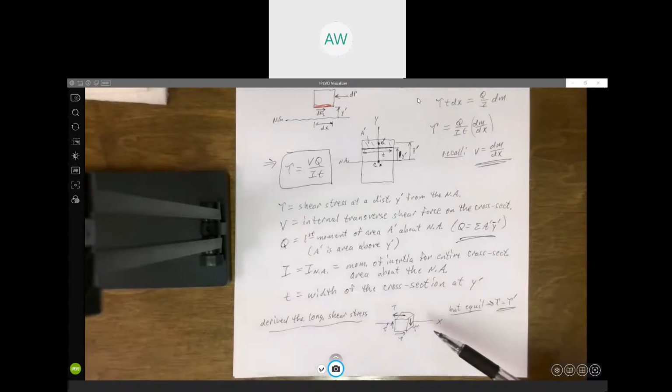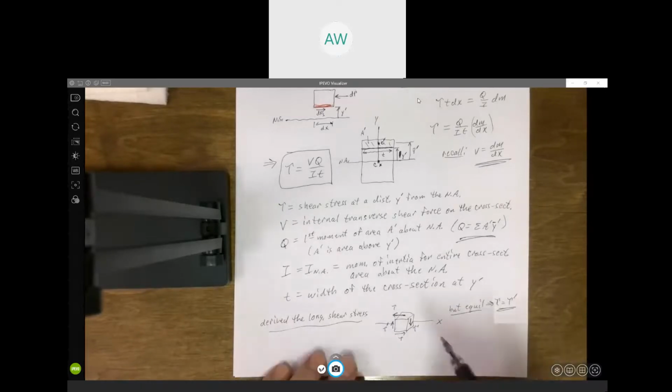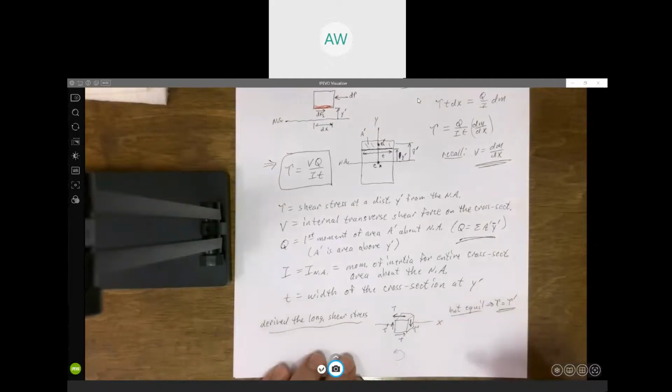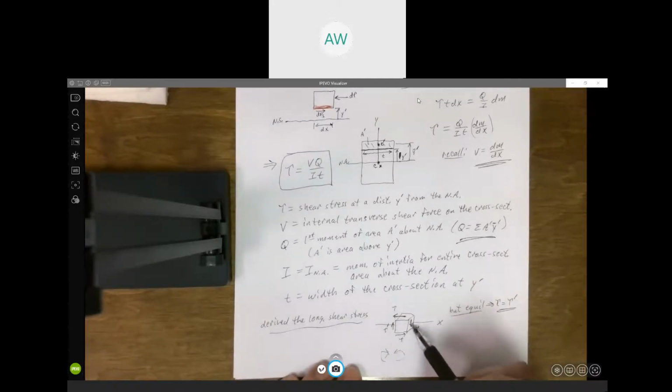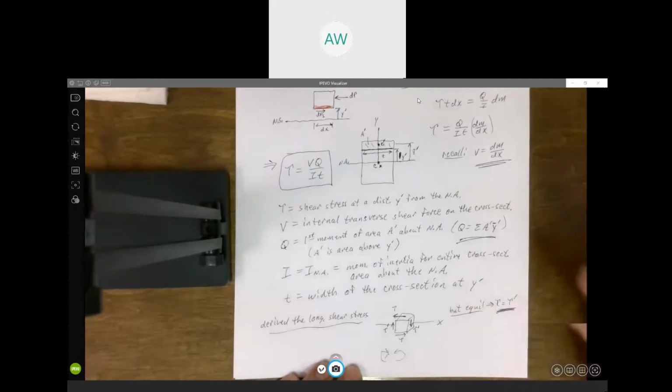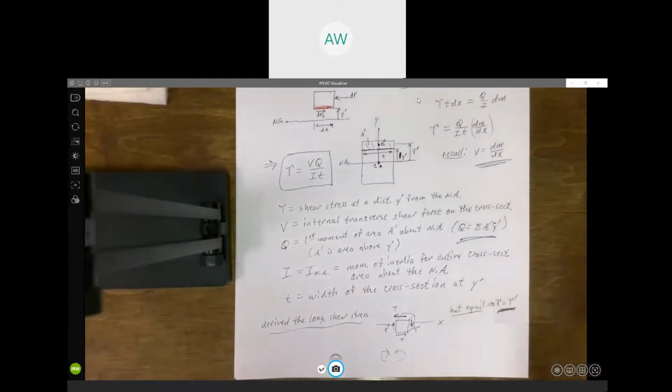But the moment would not. What you actually would have is a couple. This thing would want to rotate like that. So you've got to have something causing a moment in the opposite direction so that the moments add up to zero. The only way that happens is if the shear stress on those two surfaces are equal. So the transverse shear stress is equal to the longitudinal shear stress. Anyway, just FYI, you may or may not have considered that, but I just wanted to point that out.